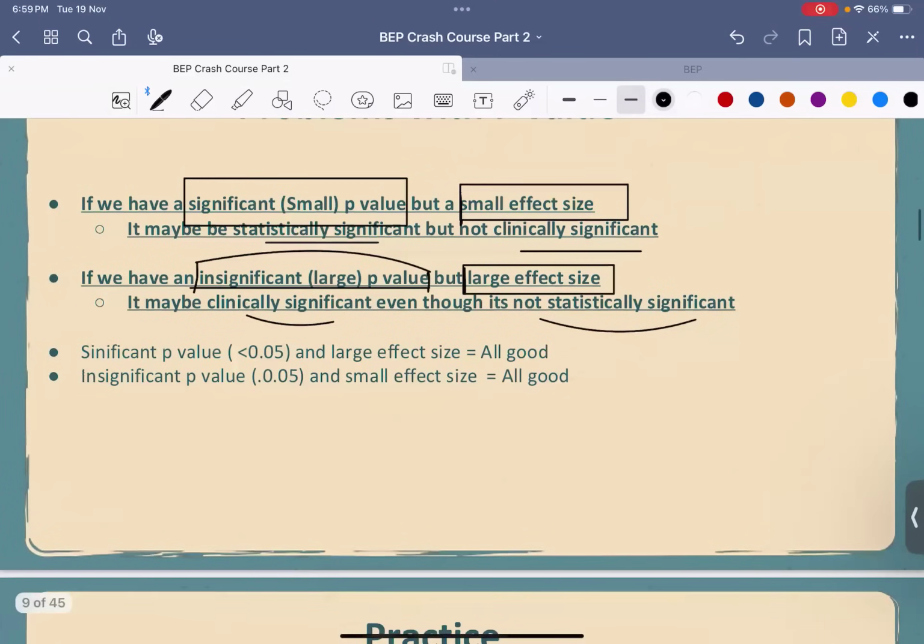The last two examples are the normal examples or the good examples. So if you have a significant p-value and a large effect size, we say all good. Then we definitely reject the null hypothesis. We reject null. Okay. If we have an insignificant p-value but a small effect size, then we definitely accept null and we say there is no difference. Okay.